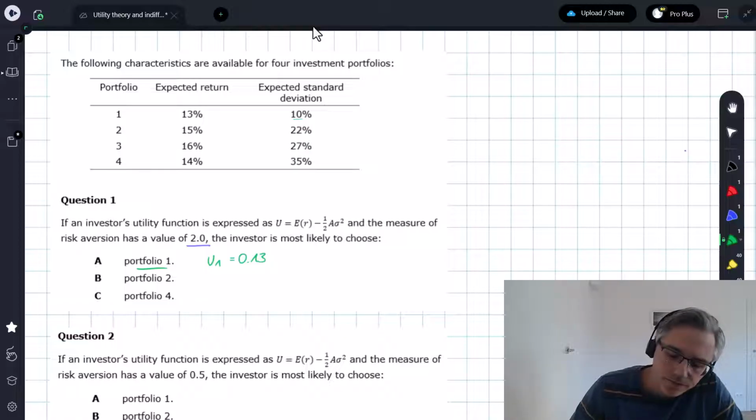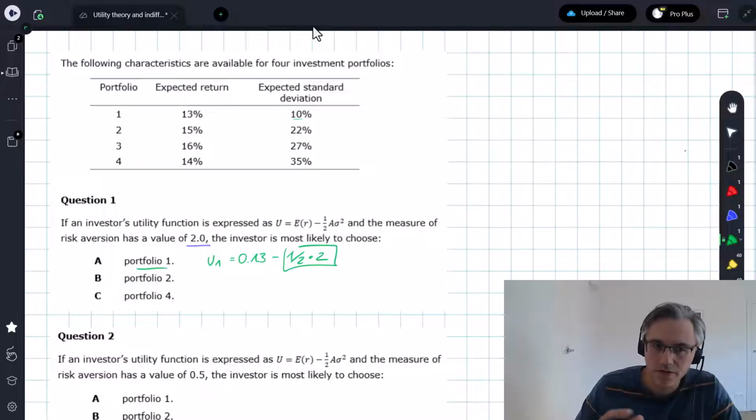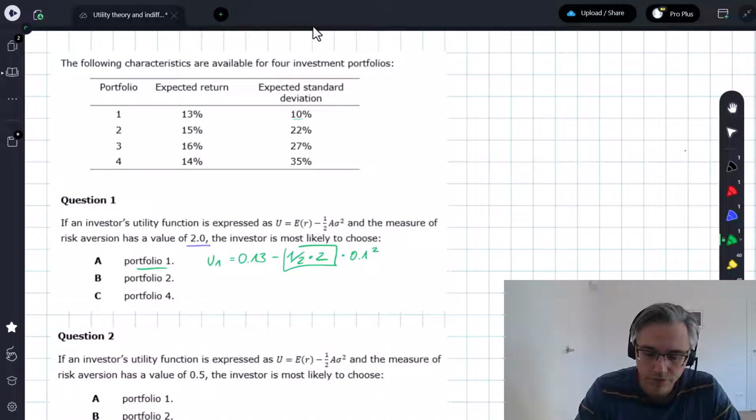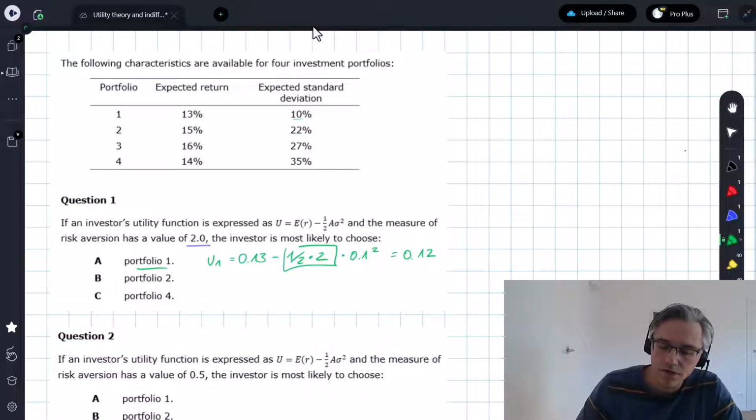So 0.13 minus half times 2, which is convenient because it cancels out and becomes 1, multiplied by the standard deviation squared, so that's 0.1 to the power of 2. Quickly do this on the calculator. 0.13 minus, I'm ignoring this half times 2 because it gives 1, 0.1 to the power of 2. Okay, that equals 0.12. Now don't worry about the units, those are not relevant right now.